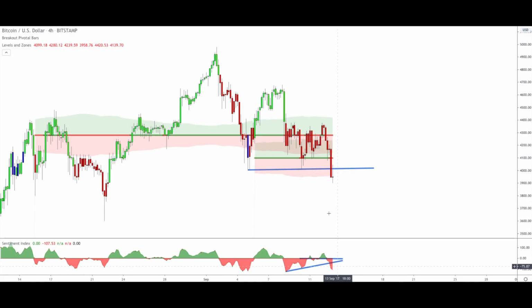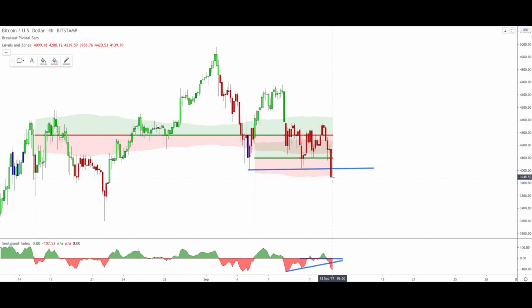So we have a setup. The price just broke down. Actually it's the candle later, but the price broke down. At the same time it broke down, the sentiment broke down this trend line, as I was explaining before, and the two support levels became both resistances. So we have a very strong indication of a further downtrend movement.